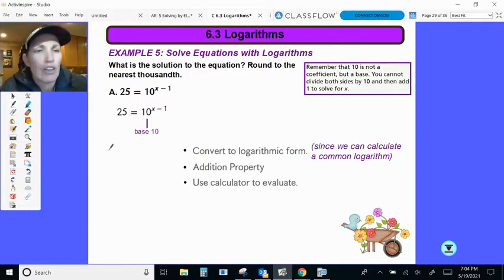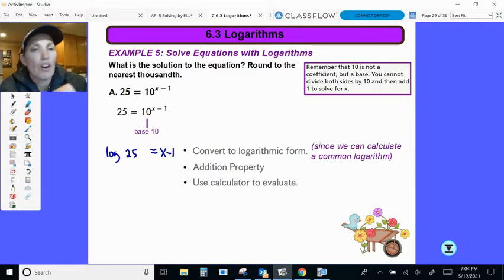So we're going to say log base 10. Instead of putting base 10 there, I'm just going to leave it as log. Remember, it always equals my exponent, right? So it's going to equal x minus 1. That's my exponent. And it's going to equal log of 25. That's my argument, okay?